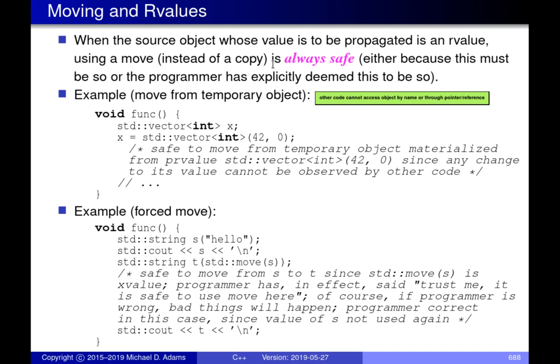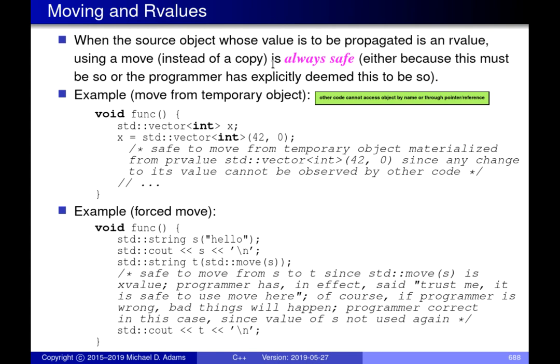Essentially, if we ignore the slicing and dicing of things into X values and pure R values, with respect to moving, all we really have to care about is whether something's an R value. It doesn't matter whether it's X or PR, just R value is good enough. The thing that's special about R values is that they either correspond to a temporary object, or they correspond to something that the programmer has said to treat as a temporary object. In other words, they've introduced typecasts into their code to play games with the type system and say, hey, treat this as if it's safe to move from. I don't care whether you think it is or not, just do it.